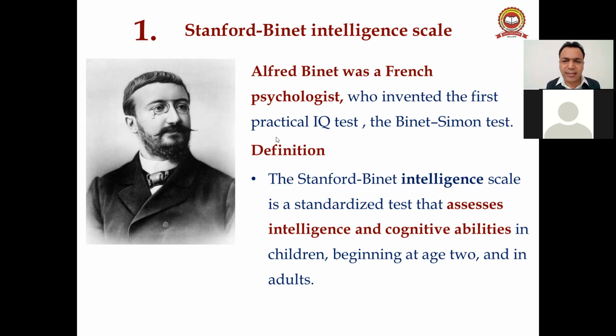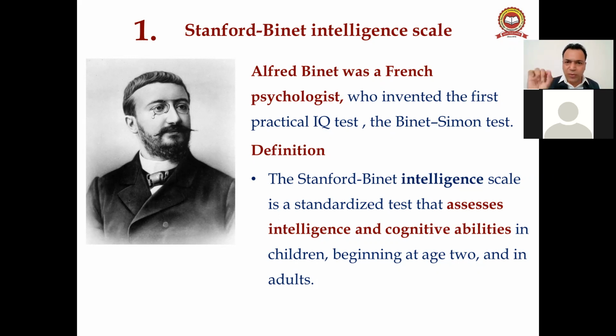Sometimes it is called the Binet-Simon test. It is written as Binet-Simon test. Simon was his associate, you can say companion, friend, along with whom he developed this test, right? The Stanford-Binet intelligence scale is a standardized test that assesses intelligence and cognitive abilities in children beginning at the age of 2, and in adults, right?